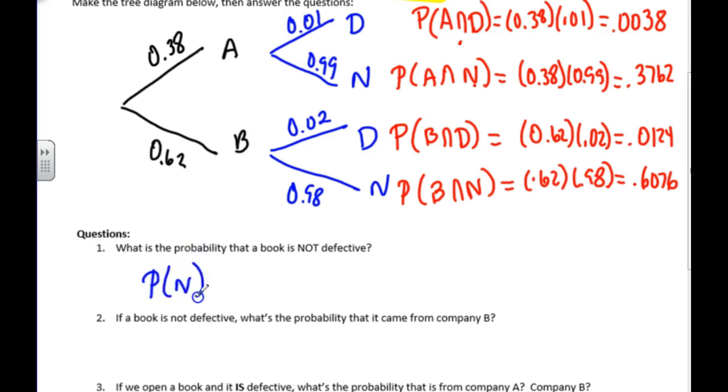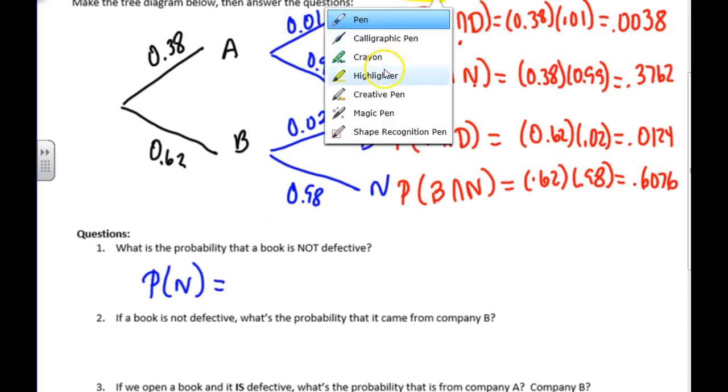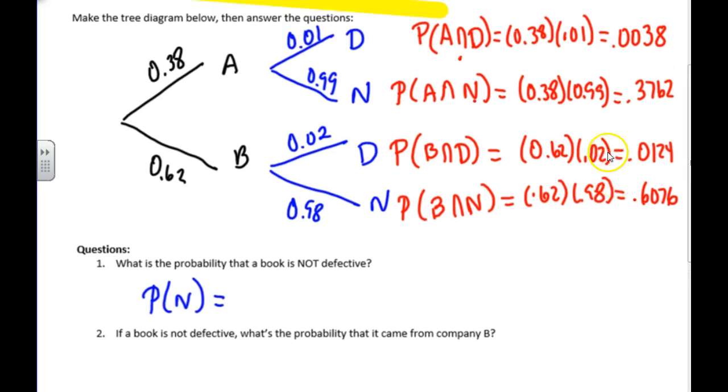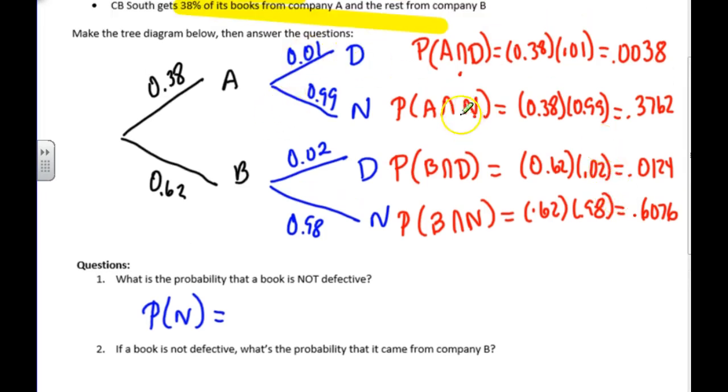So what I'm asking you is, what is the probability of N? Now, remember there are two options for it to be non-defective. It can either be from A or it can be from B. If we go back to our intersections, we see that non-defective and A will be 0.3762, and non-defective and B will be 0.6076.